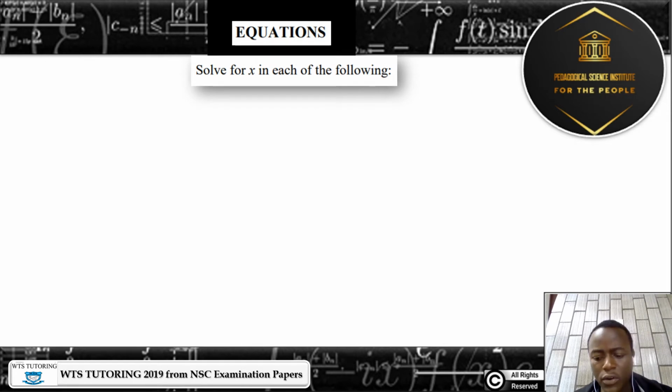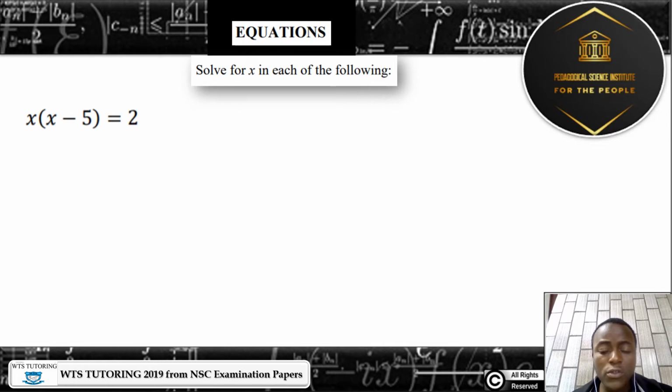Okay, let's take a look at the second example. We are still under equations, and they say solve for x in each of the following. So now take a look at your given equation. It's x into x minus 5 is equal to 2, right? Now you can't apply the zero factor rule because your factors that are multiplying each other, they are not equated to 0, but they're equated to a certain value, right?